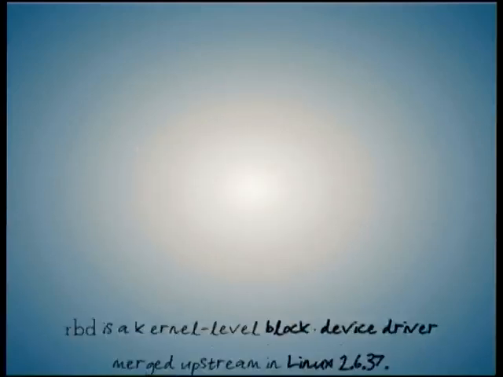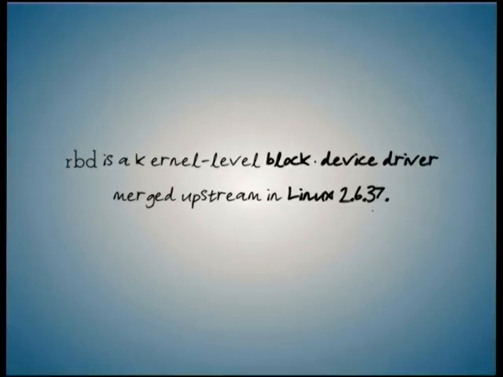Now, it actually comes in two flavors, not one. We have RBD, which is a kernel-level block device driver. That made it into upstream Linux in 2.6.37. If I use an RBD that way, I just map it, call it mapping, and then it becomes a virtual block device that pops up on my Linux box. It's /dev/rbd something, and then I can use it just like any other old block device.